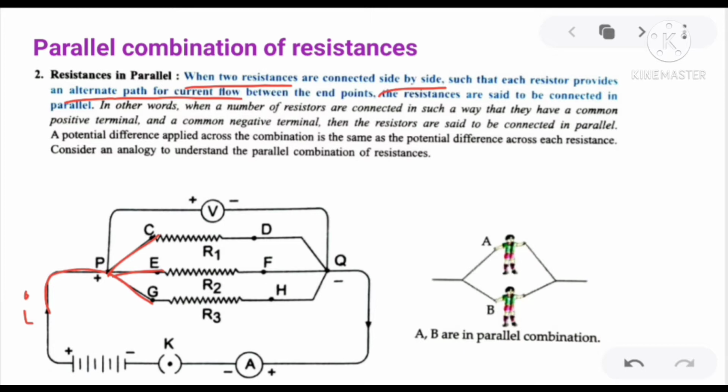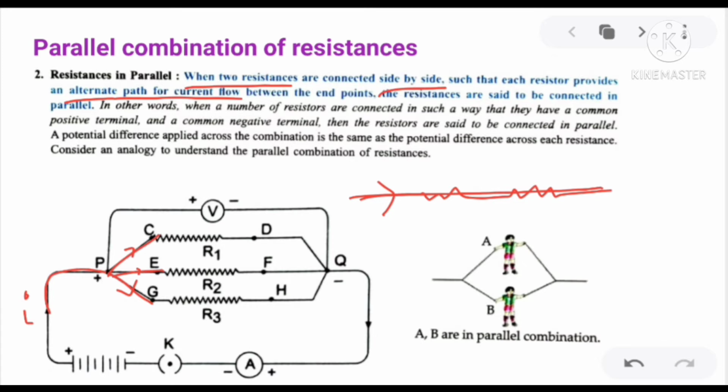Between the endpoints, the resistances are said to be connected in parallel, where there are alternate paths for the current to flow. Such resistances are called a parallel combination. In the series combination we have seen only one path available for the current to flow, but here there are different paths. In this diagram there are three paths available.